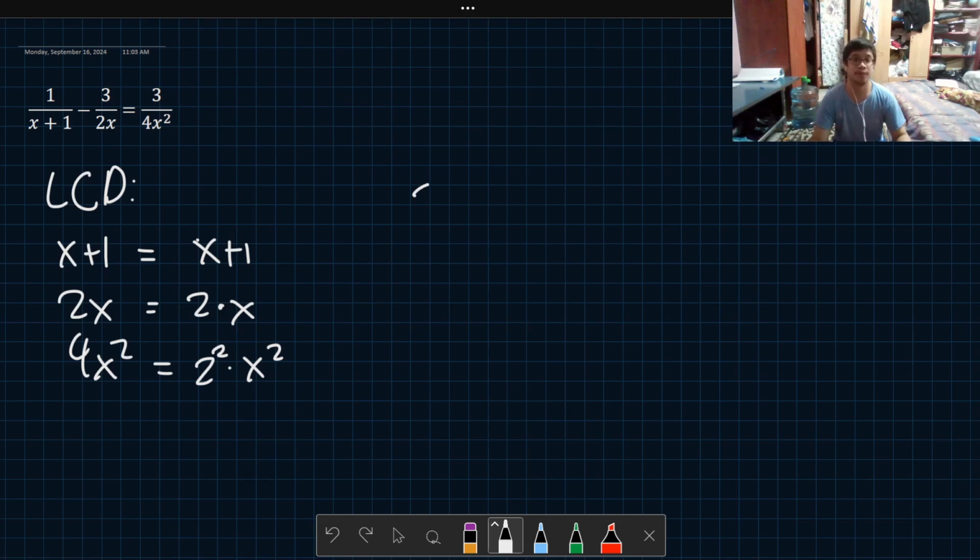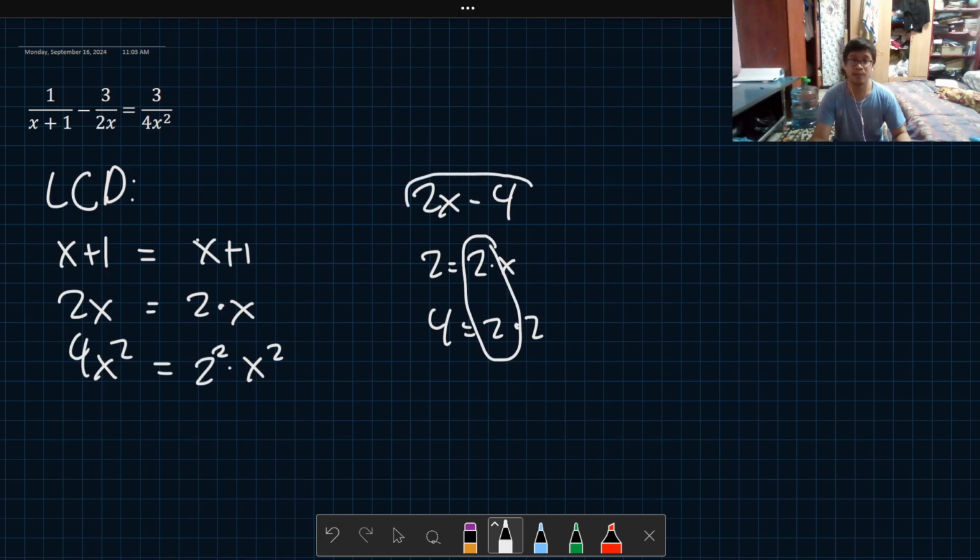Let me give you an example: 2x minus 4. Again, we're going to factor this group as a whole, by their common factor. 2x is 2 times x, and 4 is 2 times 2, but I would rather put 2 times 2 here because we're looking for the common factor. Both of them have 2, so we factor this by 2. As a result, you have 2 times x minus 2.